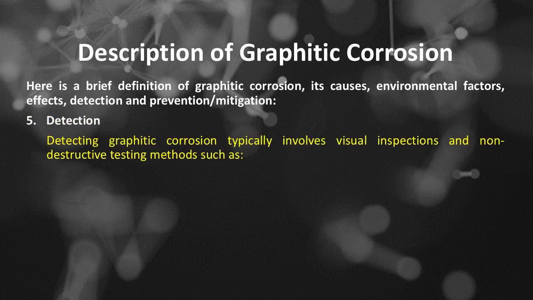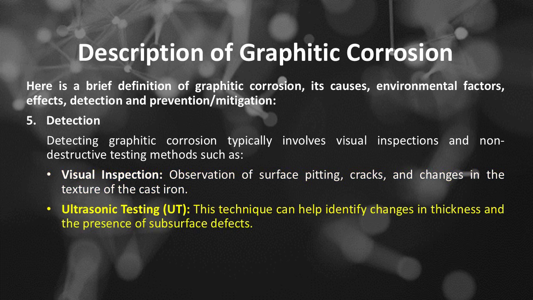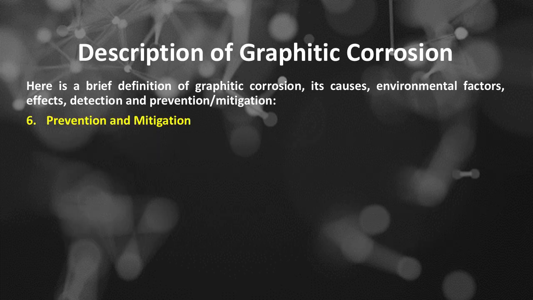Number 5 is graphitic corrosion detection. Detecting graphitic corrosion typically involves visual inspections and non-destructive testing methods such as visual inspection, observation of surface pitting, cracks, and changes in the texture of the cast iron. Ultrasonic testing or UT. This technique can help identify changes in thickness and the presence of subsurface defects. Eddy current testing, used for assessing surface or near-surface degradation.